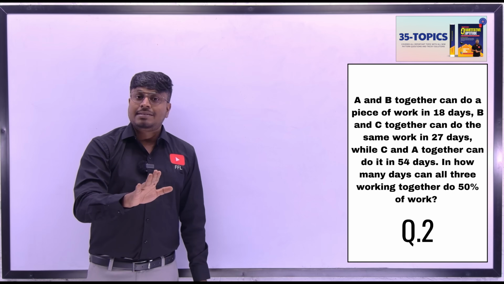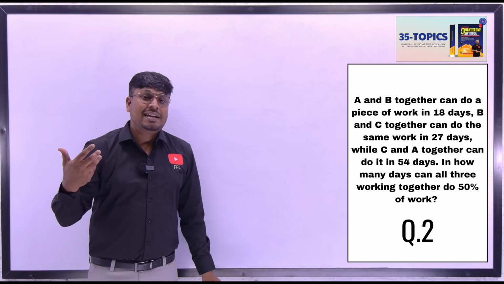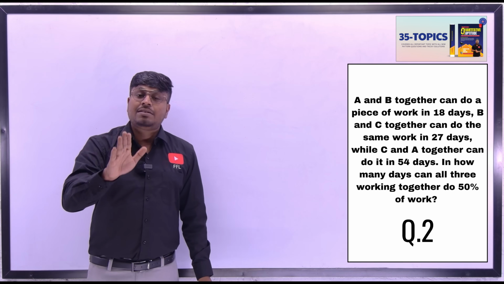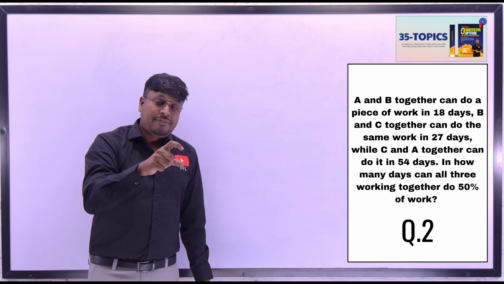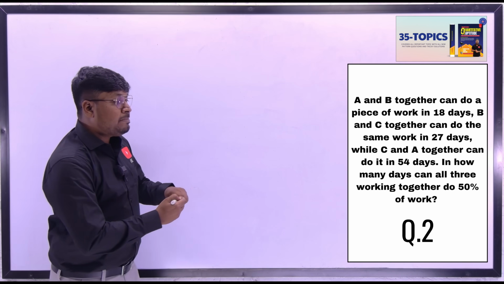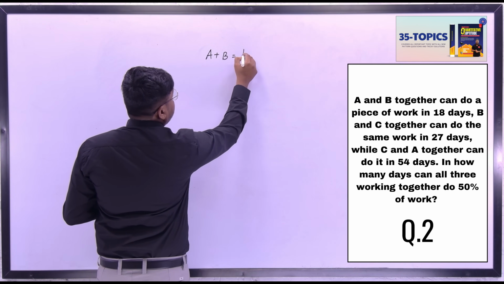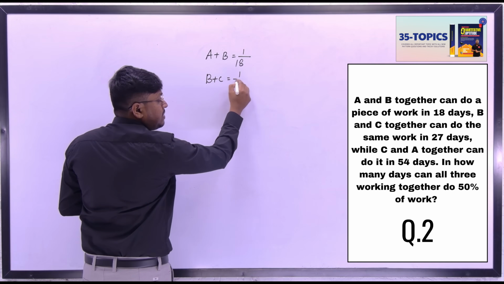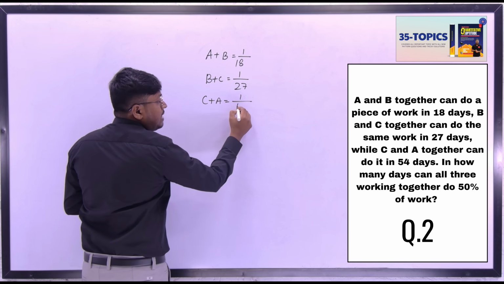So the better way is, if the question in your exam says find 30% of the work done or find 20% of the work, first find what 100% is. After getting the final answer, then find 50% of the work. Right? So A and B can complete a piece of work in 18 days, so A and B will be 1 by 18. What about B and C? B and C can complete it in 27 days. Similarly, C and A can complete it in 54 days.